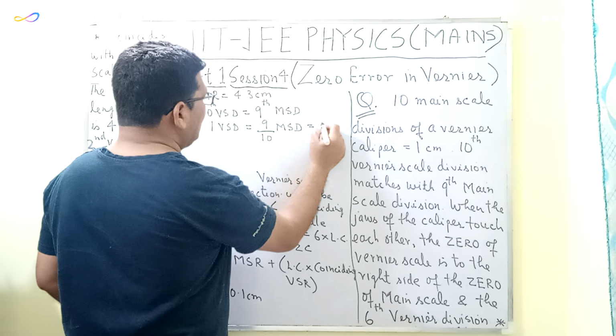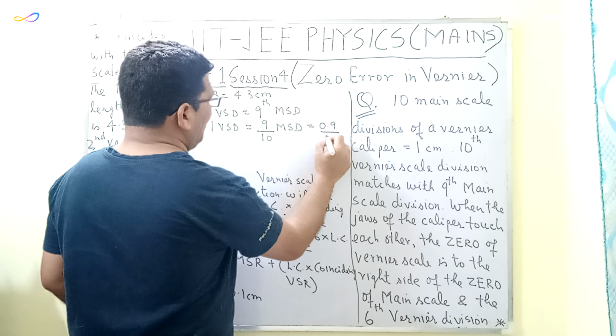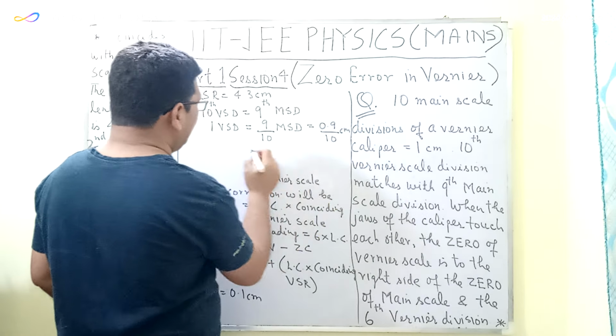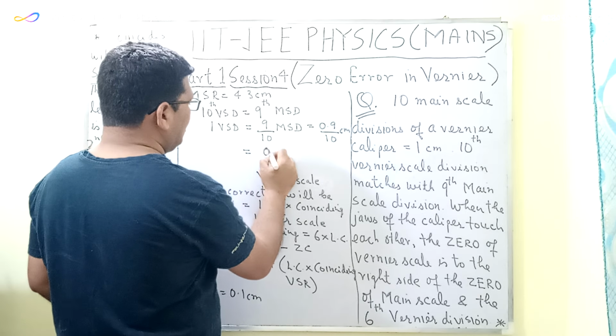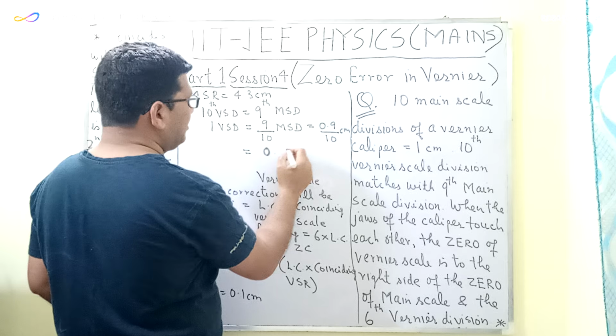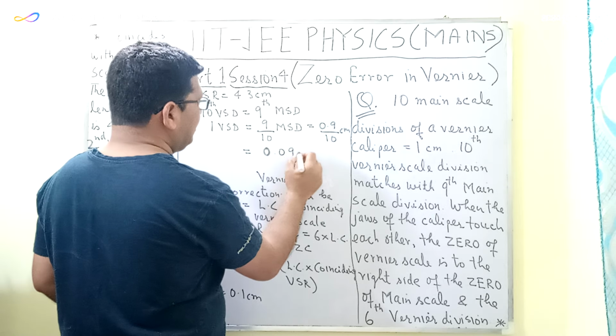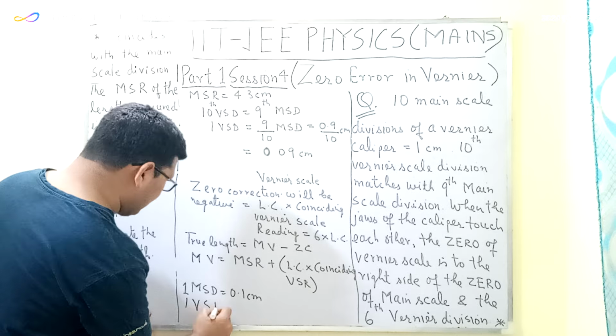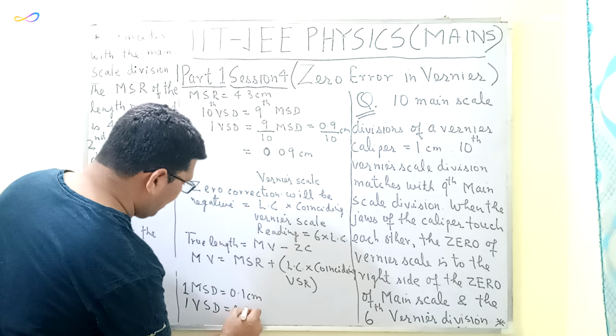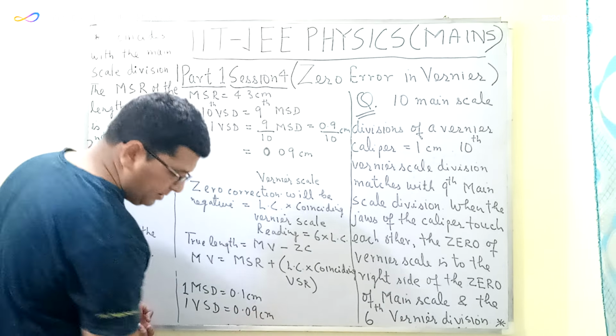So this will be equal to 0.9 upon 10 centimeter, or this will be equal to 0.09 centimeter. So 1 vernier scale division is equal to 0.09 centimeter.